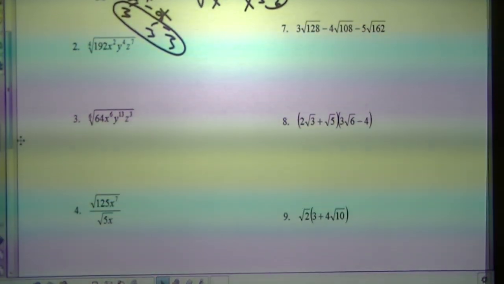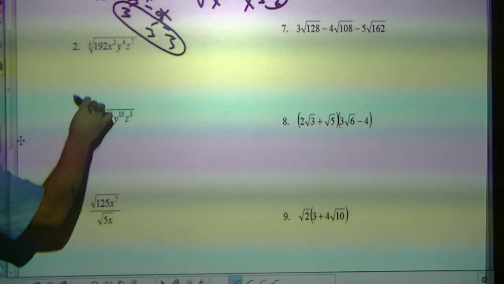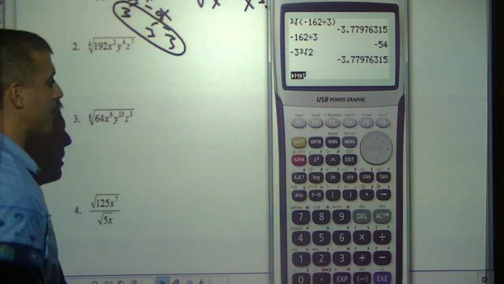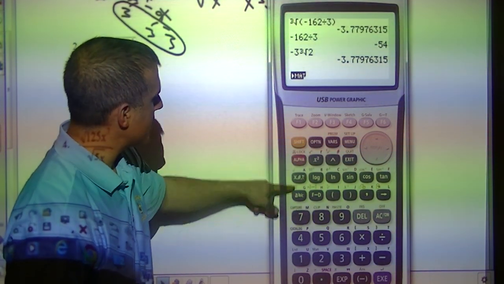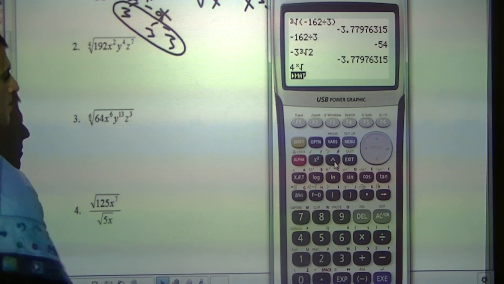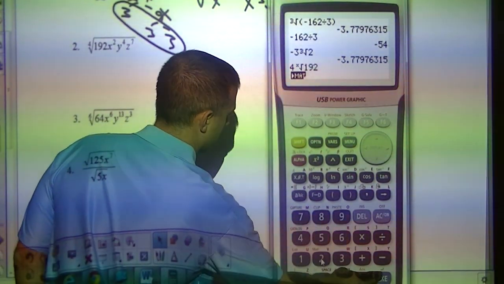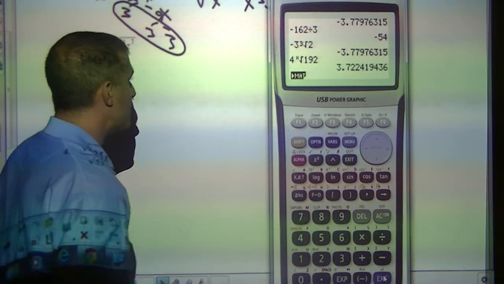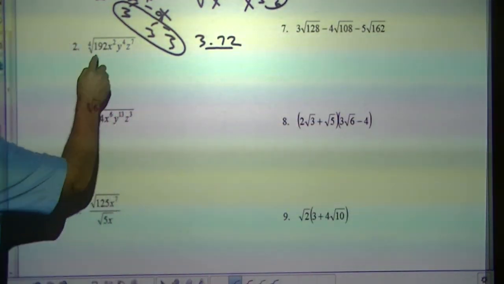192. What I'm going to do is take the fourth root. Here's how you take the fourth root. There is a little x to the square root button there, so I'm going to do 4, shift, and this button right here, and type in 192. I get 3.72. Okay, so I'm going to make a note of that: 3.72.